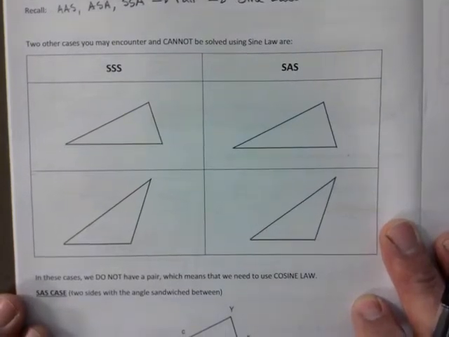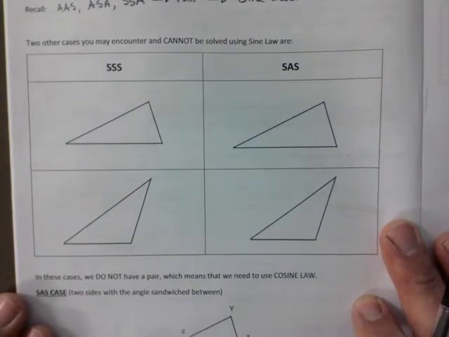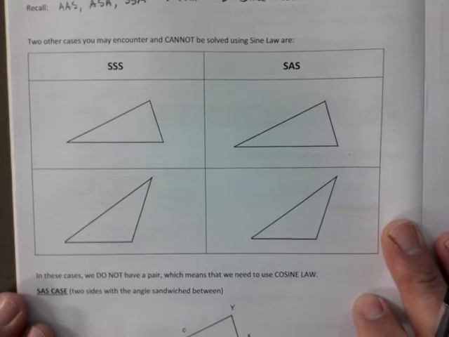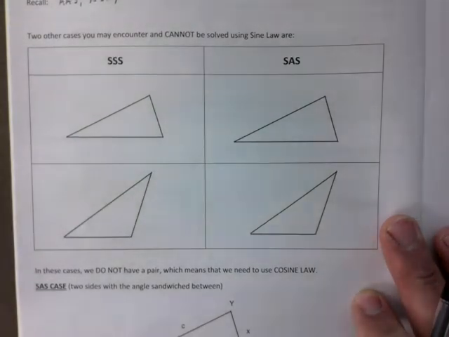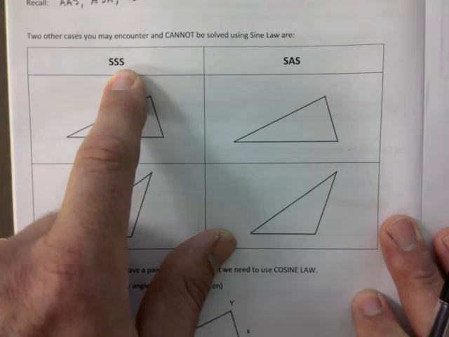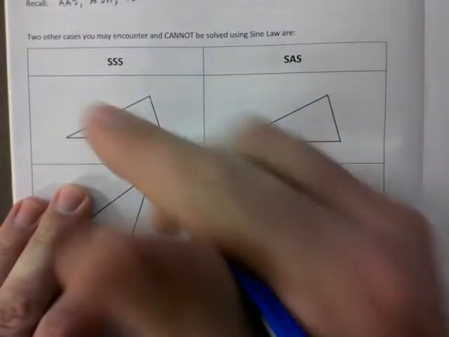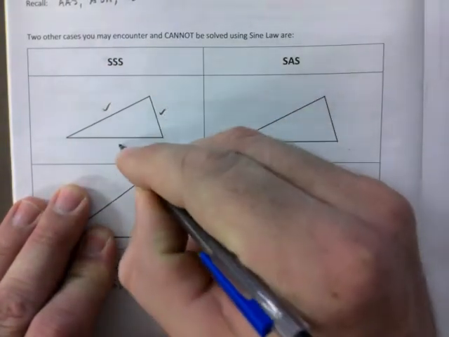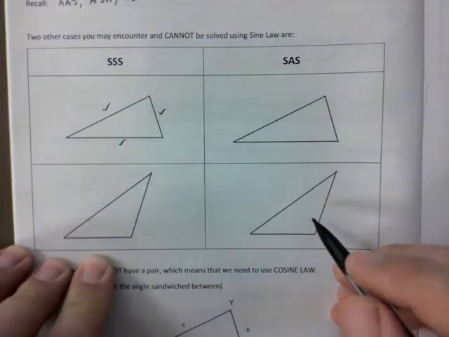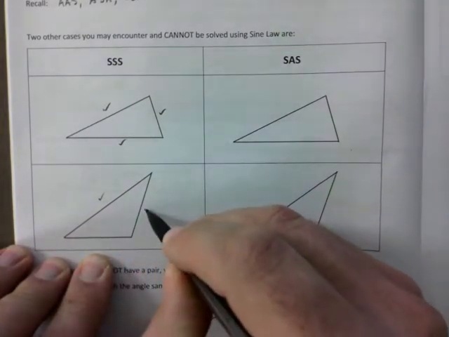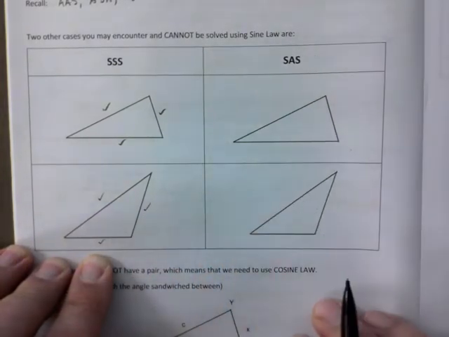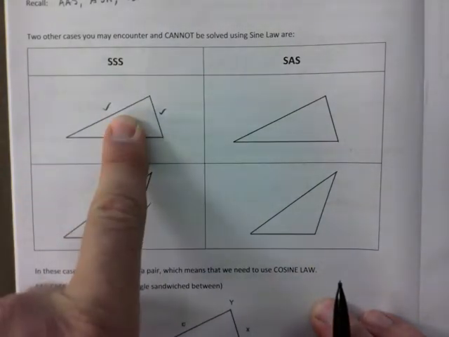The two other cases you may encounter and cannot be solved using sine law are side, side, side, so not a single angle given. So I go check, check, check like this. Or given an obtuse triangle, same thing. There you have it.